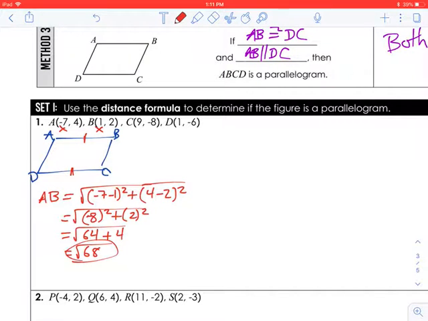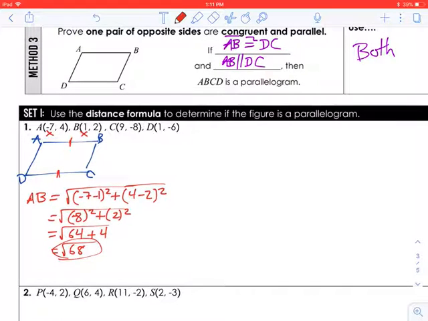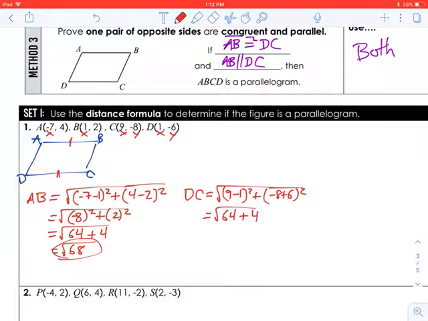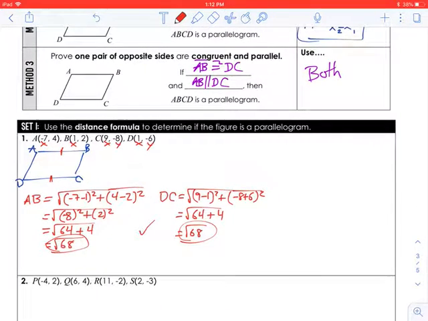In the same way, I'm going to see if DC is the same. DC, find the same thing: x and x, y and y. So x minus x is 9 minus 1 squared plus negative 8 minus negative 6, so negative 8 plus 6. That's going to be 8 squared, which is 64 again, and negative 2 squared, which is 4 again. So the square root of 68. So far so good. Now I'm going to do the same thing for AD and BC.